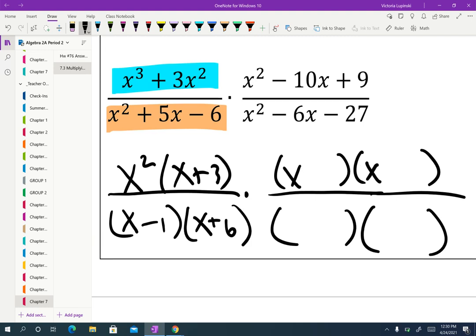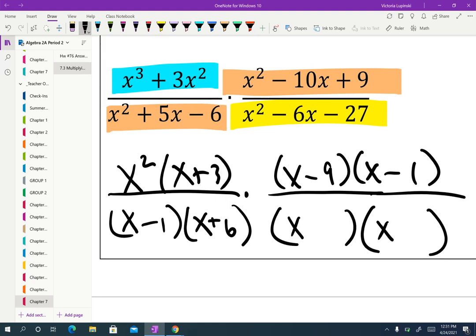Then up top, so here, we're going to be looking for factors of +9 that add up to be -10, and that looks like a 9 and a 1. And in order for that to work, I would need a double negative. And then finally, the bottom right here, so again, x and x, factors of -27 that make a 6 would have to be a 9 and a 3, and then it would have to be a negative and a positive.